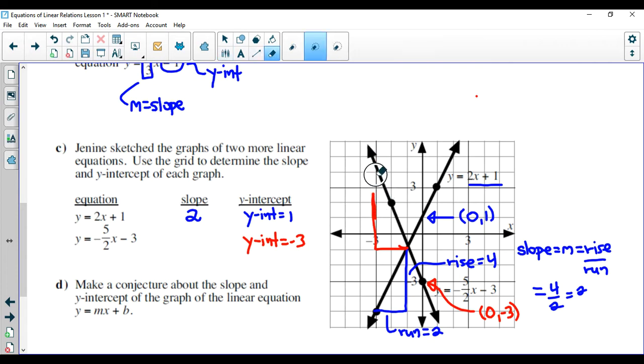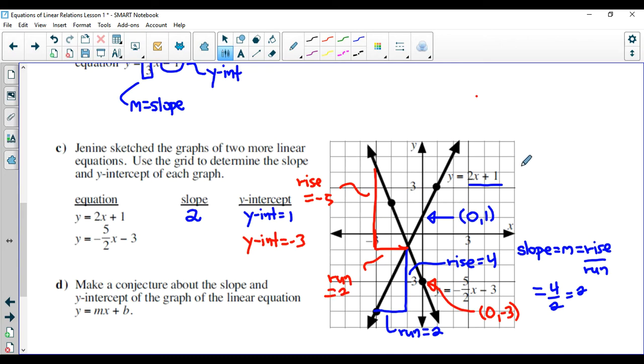That looks terrible. Let's redraw that line. Okay, so it goes up to about right here. So the rise would be equal to, now careful here, because from left to right, you actually go down by 1, 2, 3, 4, 5. So that'd be a rise of -5. And the run would be equal to, you go 2 across.